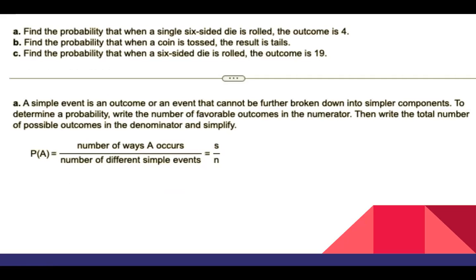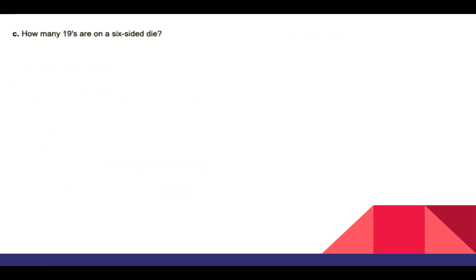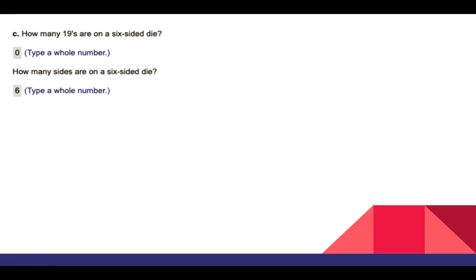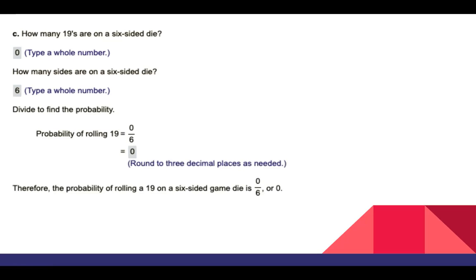Find the probability that when a 6-sided die is rolled, the outcome is 19. So the first question we ask ourselves is how many 19s are there on a 6-sided die? We understand there are 0, right? So now we ask how many sides are on a 6-sided die, as mentioned in the question itself. There are 6 sides. So now we do some very complicated division and conclude that 0 over 6 is 0, and therefore the probability of rolling a 19 on a 6-sided die is 0 out of 6, or 0.